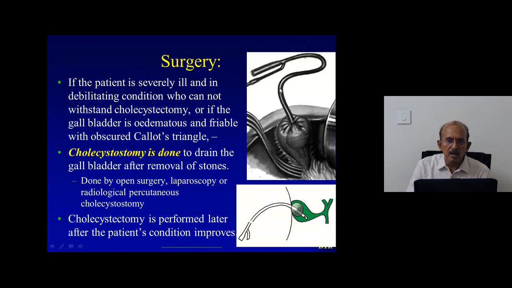Once you let out all the exudate collections in the gallbladder and remove the stone, the patient's inflammatory condition comes down and his general status improves. He takes a normal diet. Then you can plan for the cholecystectomy operation.